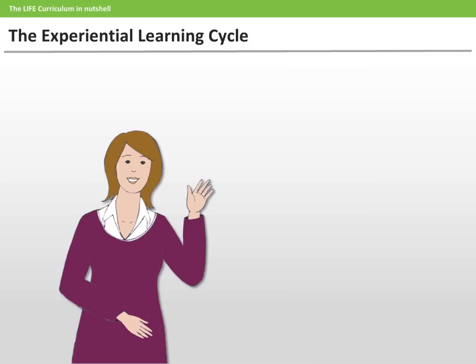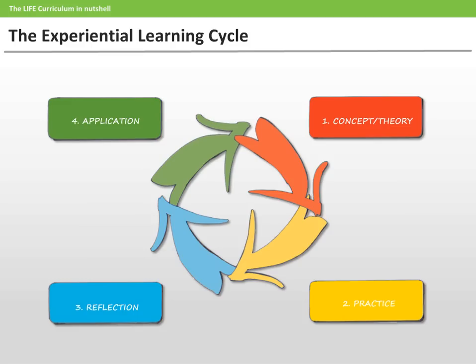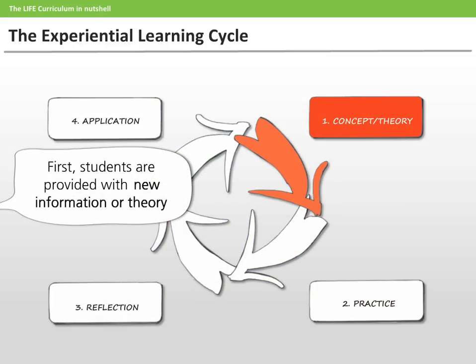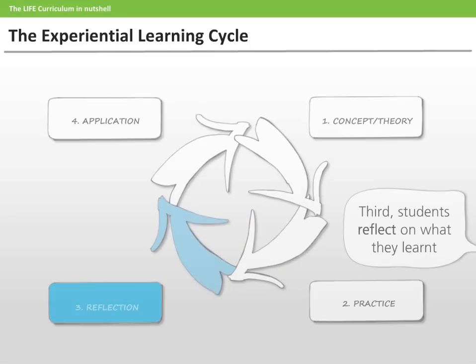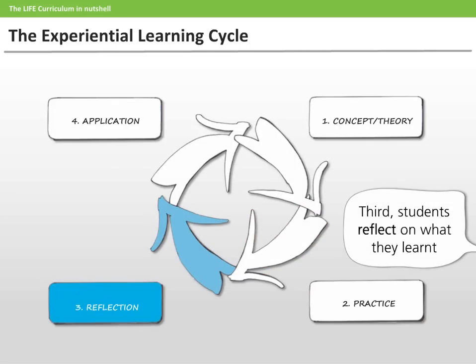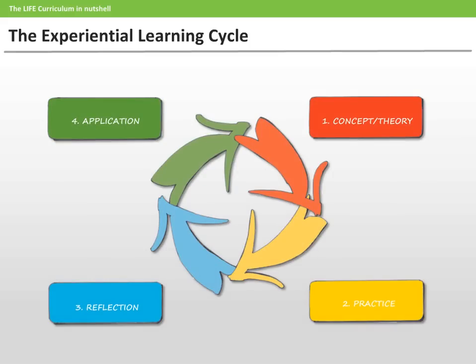But the goal of the life curriculum isn't just to teach how to use different technologies to solve business challenges. The goal is also to encourage them to apply their learning in their daily lives. This is done through something called the experiential learning cycle. The experiential learning cycle begins by providing students with some new information or theory. Then it allows students to process that information through a hands-on experience. After that, students reflect on what they learned. And finally, they go into the real world and apply what they learned. You will see better how this works as we go into more detail on the life curriculum methodology.